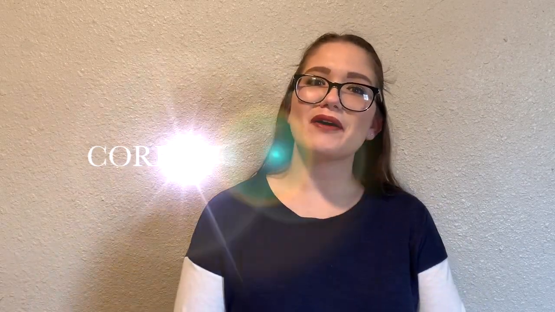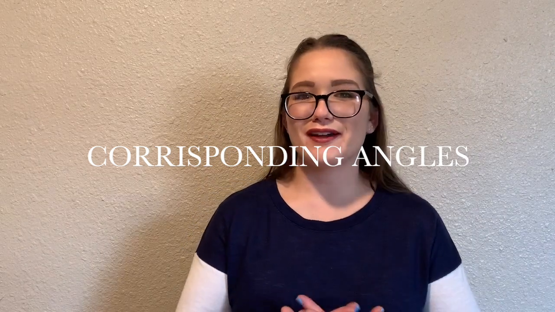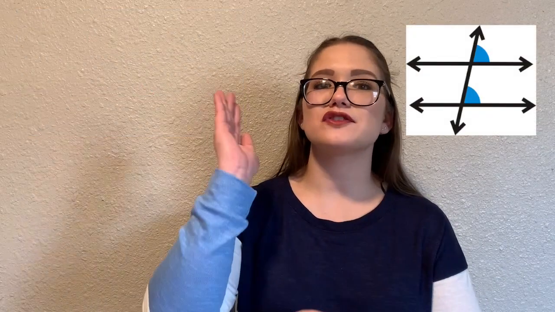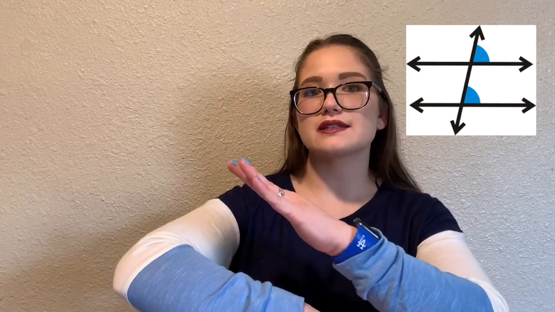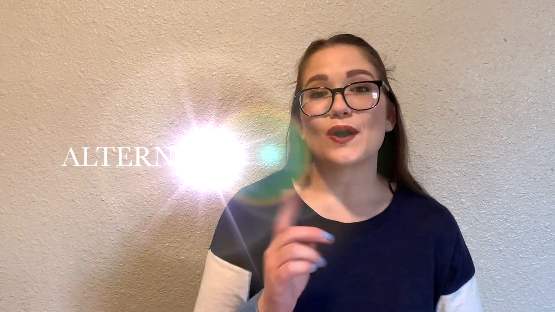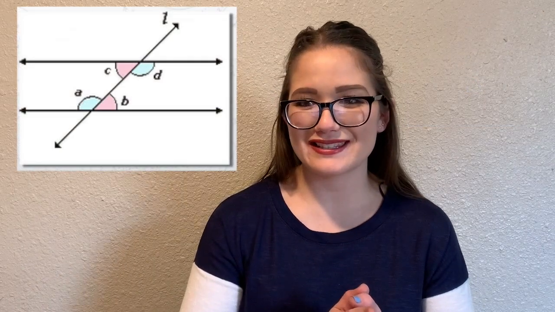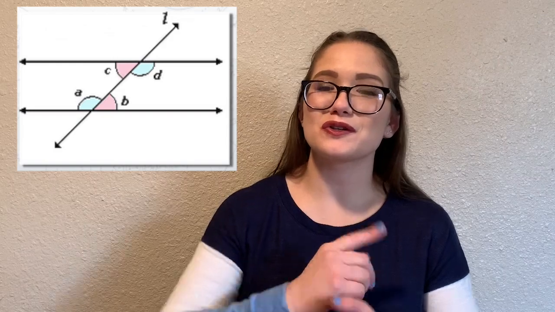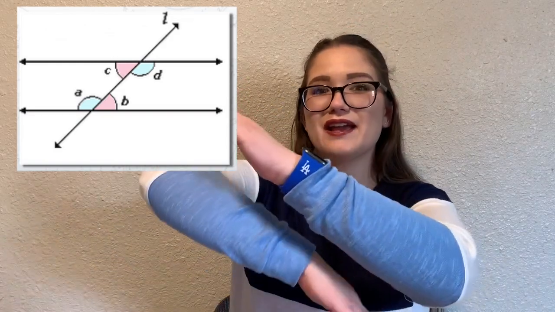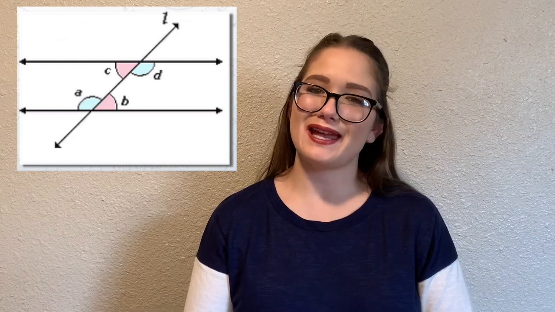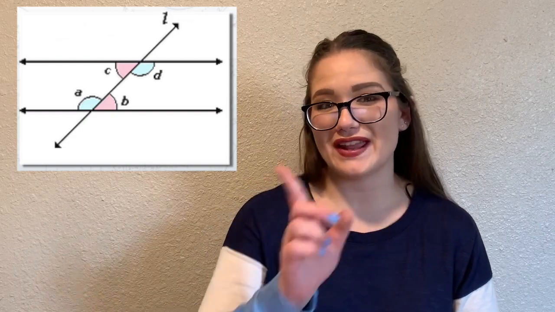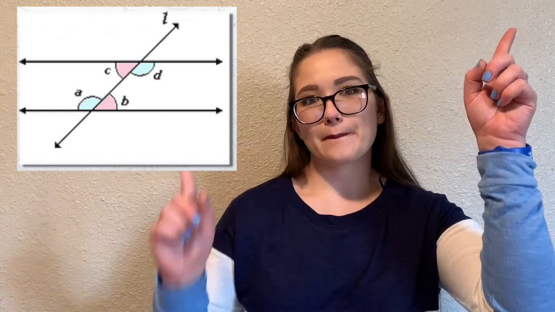The next word that we're going to talk about is corresponding angles. Corresponding angles are two angles that are in the same place relative to the parallel lines and the transversal. The next word is alternate interior angles. Alternate interior angles are a pair of angles between the parallel lines on opposite ends of the transversal. They're between the parallel lines on opposite sides. Those are alternate interior.